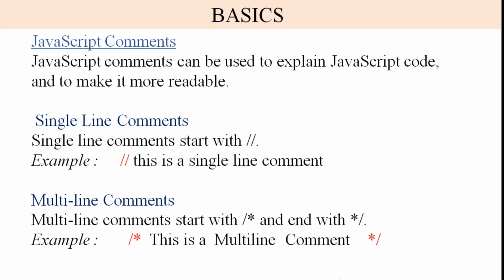And coming to multi-line comments, a multi-line comment starts with slash, asterisk and ends with asterisk, slash. Any text between these two, that means slash, asterisk and asterisk, slash, will be ignored by JavaScript. Example, slash, asterisk, this is a multi-line comment.